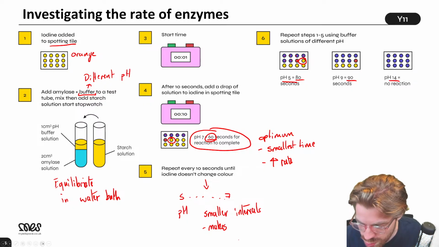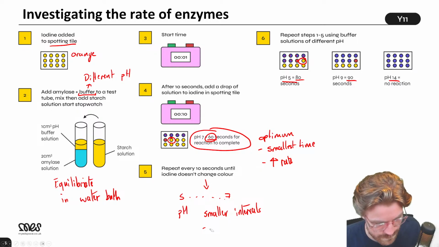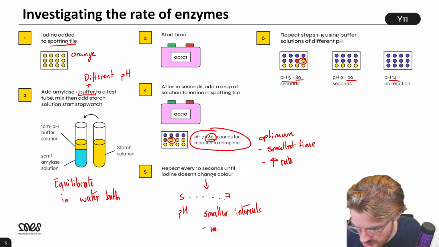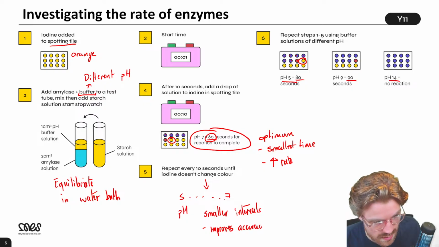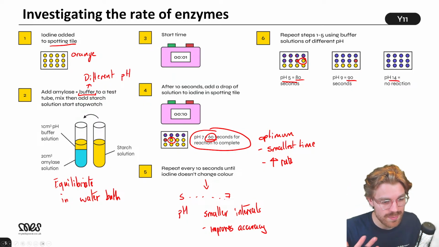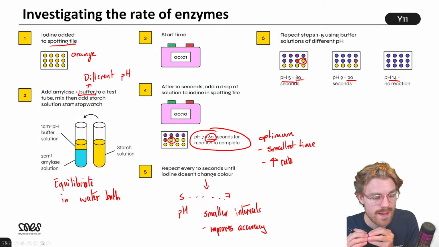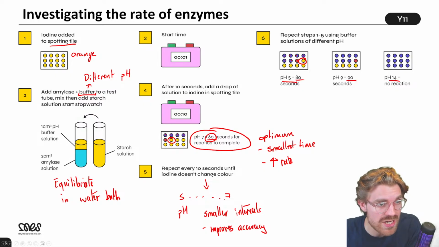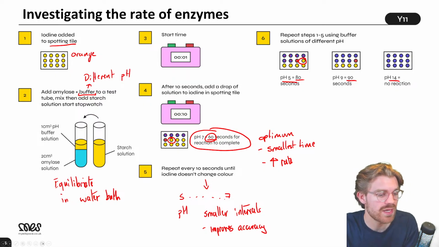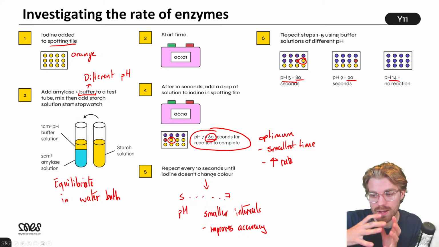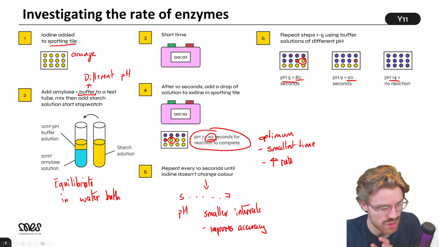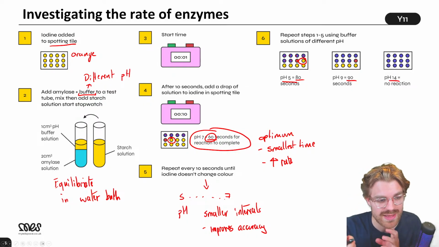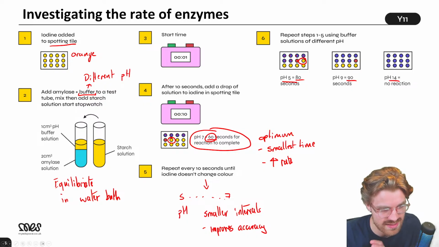So it improves accuracy, let's say. Improves the accuracy. Welcome, Narika. People saying pH probe. Remember, guys, the pH probe is to measure the pH of the solution. We are trying to identify the optimum pH. So we're trying to find the pH at which the enzymes are working at their highest rate.